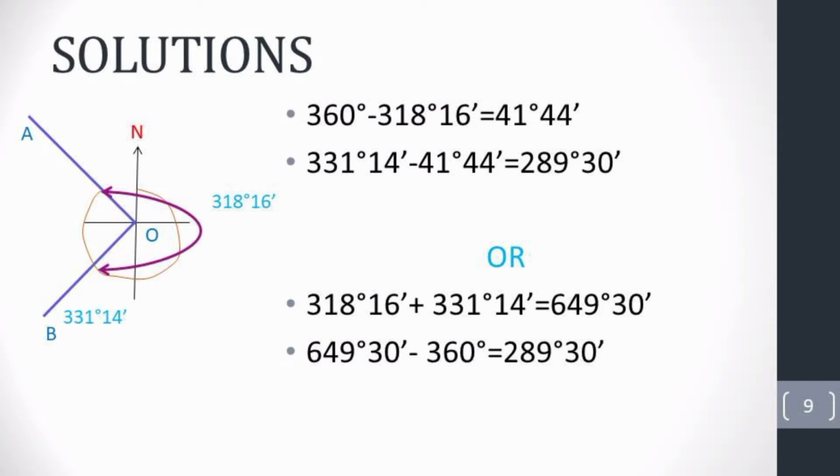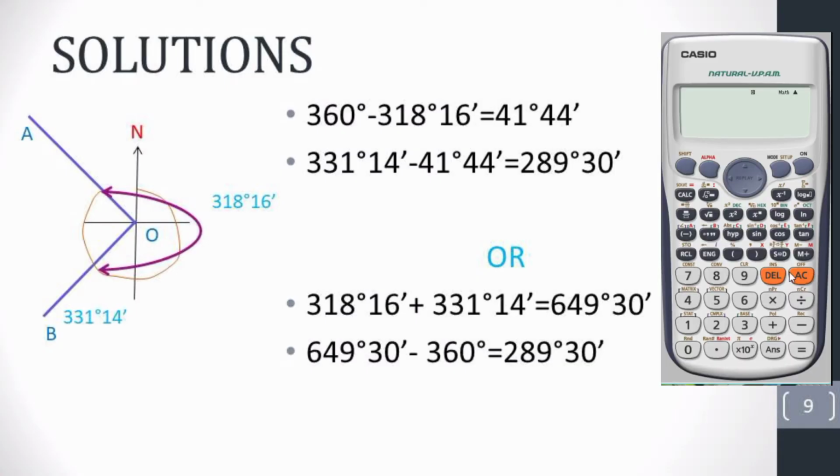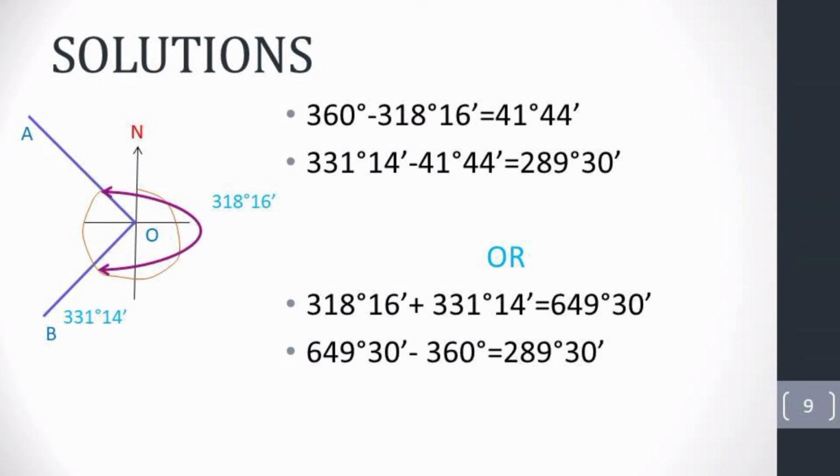Solution as simple as this. The first thing I did was to find the remaining distance covered by my bearing of OA to where the north was. So 360 minus 318 degrees 16 minutes, getting a total of 41 degrees 44 minutes. So that is the distance that was covered from our line to where our true north is.